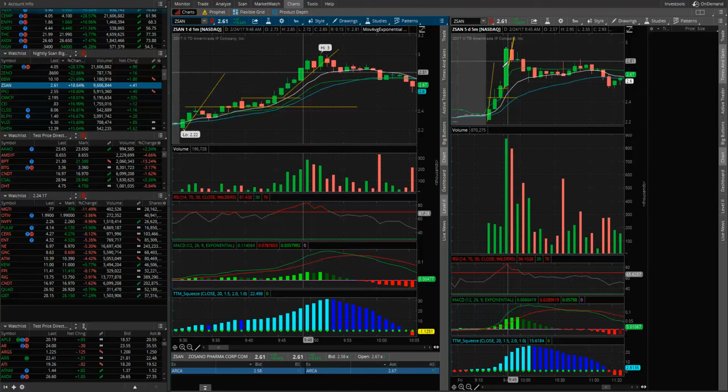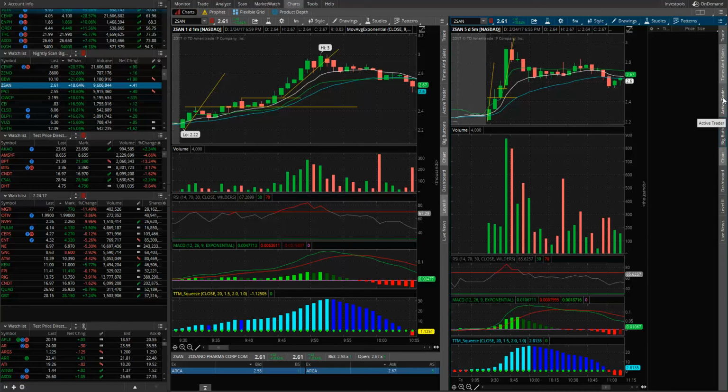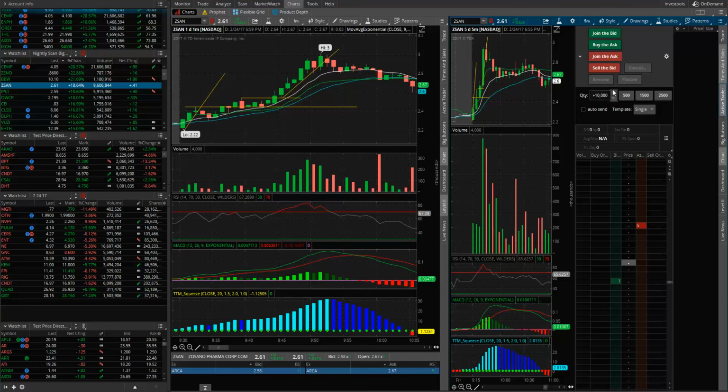And you kind of watch it, and when you see that wall of sellers come in, you want to get out. Okay, you want to get out. And Thinkorswim has these really cool features. You've got the big buttons here where you can buy and get your fills in, or you can go to active trader and use that as well, and it helps you get in and out of positions quicker.